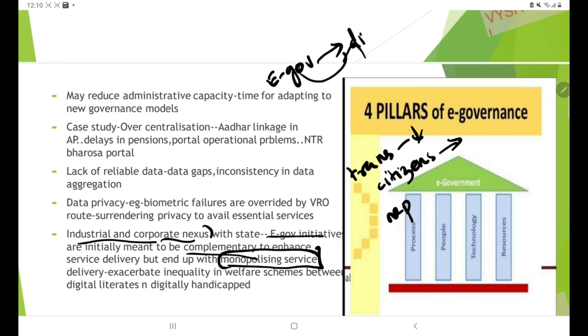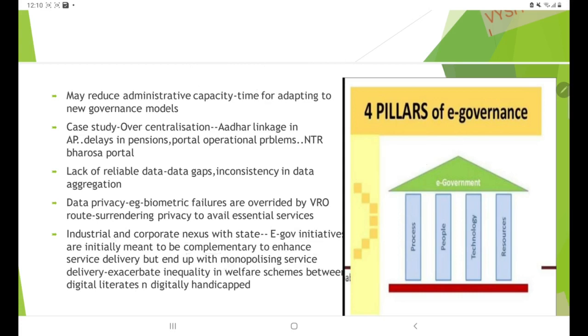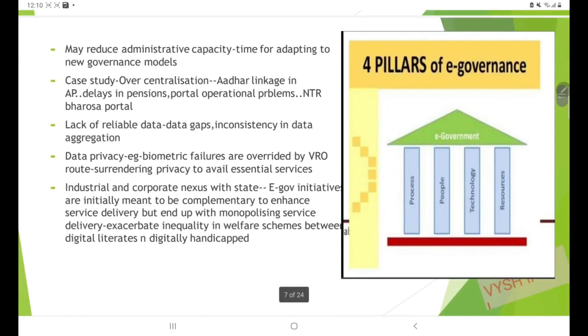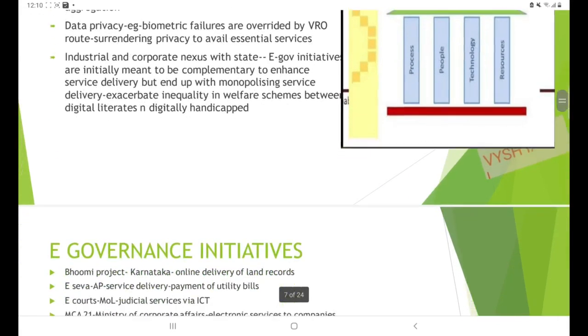Otherwise, it will be leading to the monopolization of service, because all those authorities will be supreme in the service delivery. Okay. Then it can drive inequality also, between a digitally illiterate and a digitally handicapped one. That is, digital divide can be a consequence. Okay. So here I have given 4 pillars of e-governance in a diagrammatic way. Such types of diagrams also you can use.